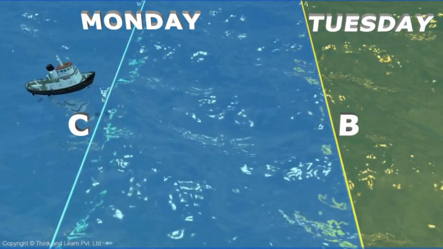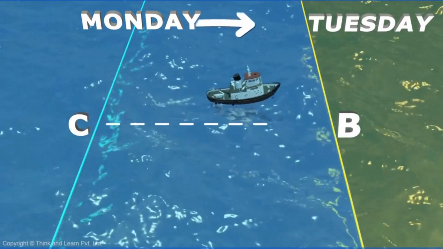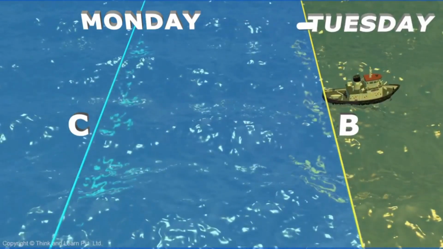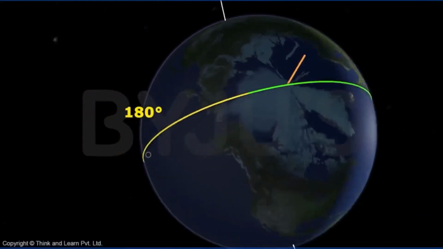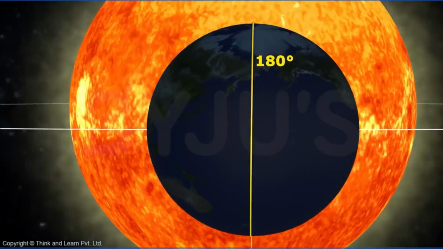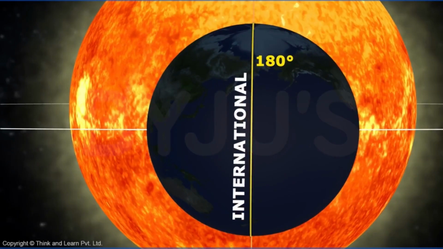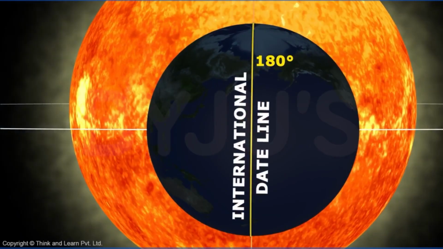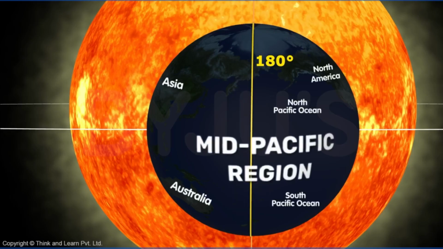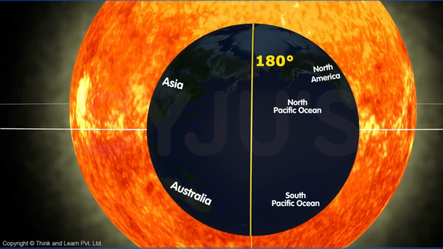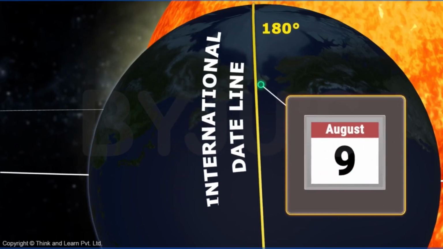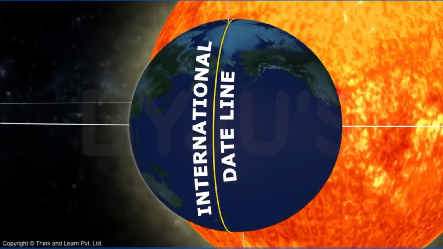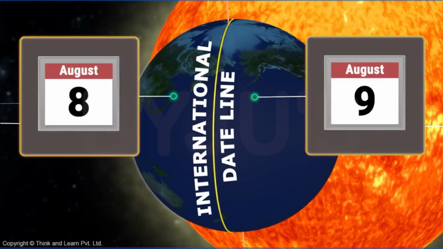And on the other hand, if someone living at point C travels to point B, the day would have changed to Tuesday. All this is happening at the 180 degrees longitude that has a special name called the International Date Line. The International Date Line passes through the mid-Pacific region. Thus, we can say that the International Date Line functions as a line of demarcation, separating two consecutive calendar dates.